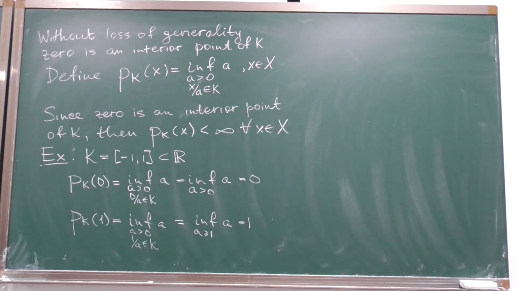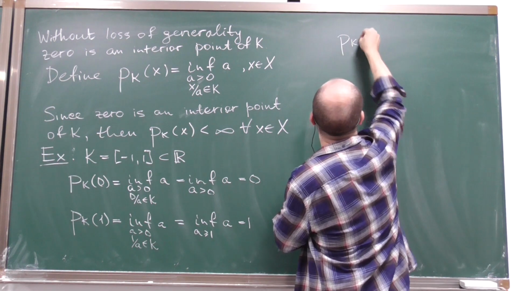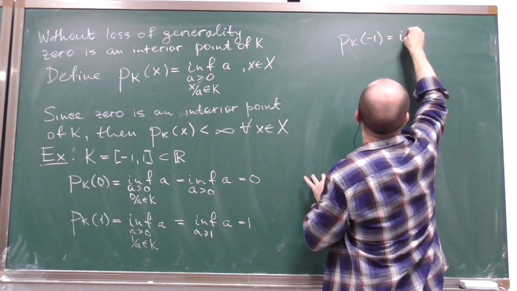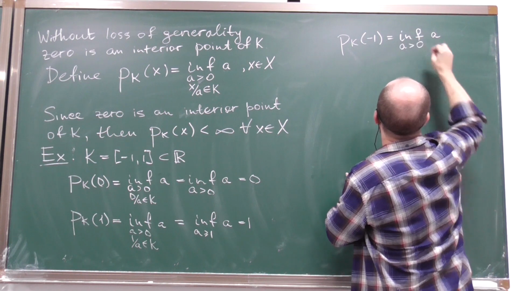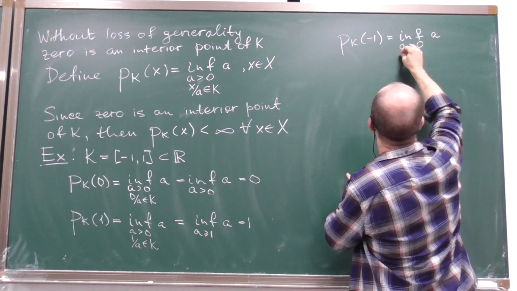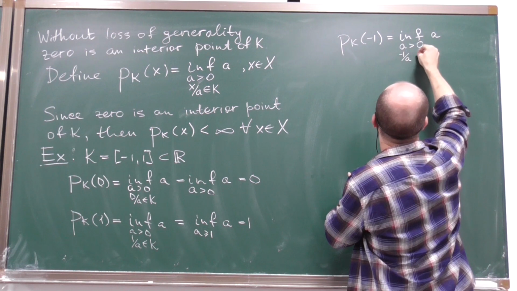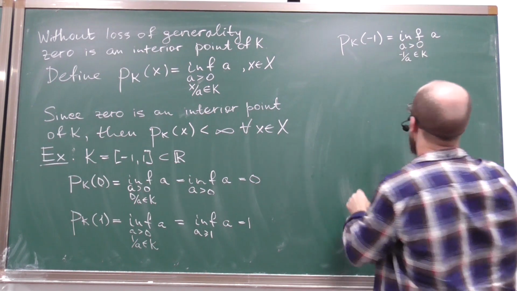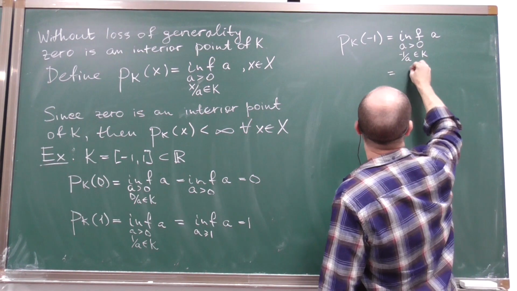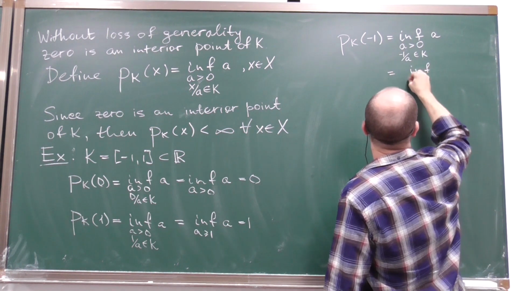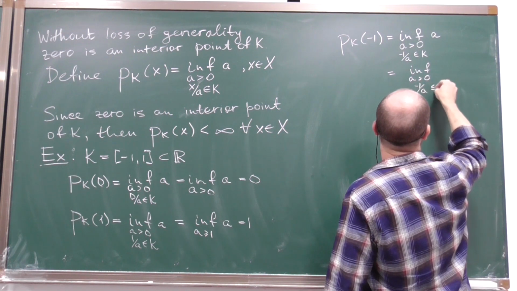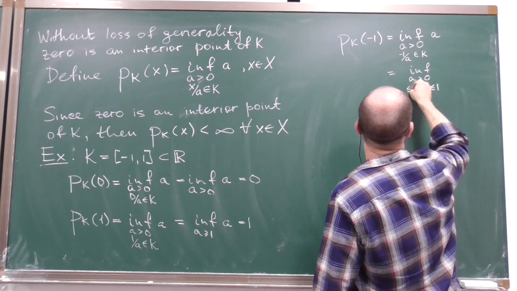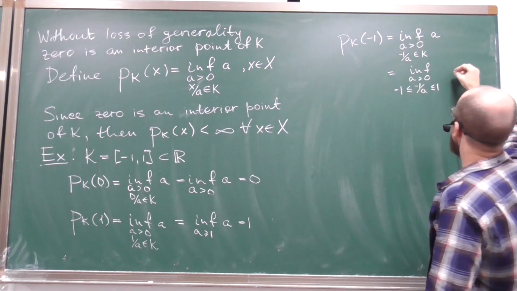What will be the value of this functional p_K at minus 1? p_K of minus 1. Again, it's an infimum of all a positive such that minus 1 over a belongs to K. So let me write it like this. Infimum over all a such that minus 1 over a is less than or equal to 1 and greater than or equal to minus 1.